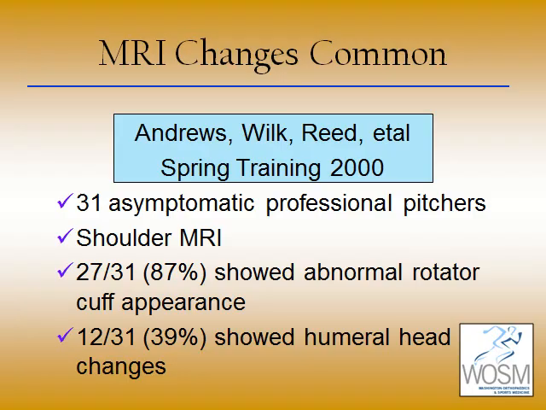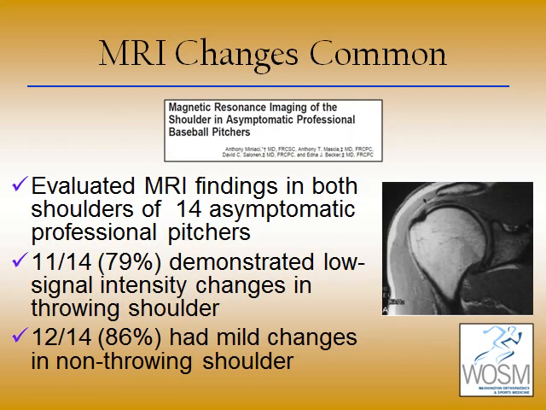MRI changes are particularly common. In this one study by Andrews at spring training, they looked at 31 asymptomatic professional pitchers. They found that 87% of them showed abnormal rotator cuff appearance. 39% of them showed humeral head changes, so we know that these changes are common in throwers.